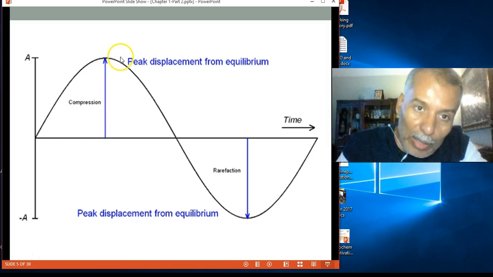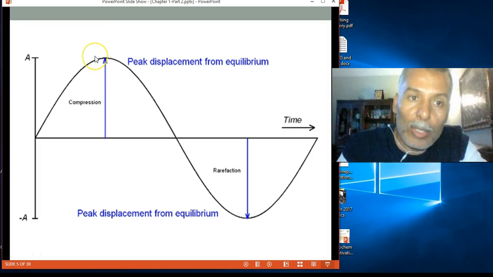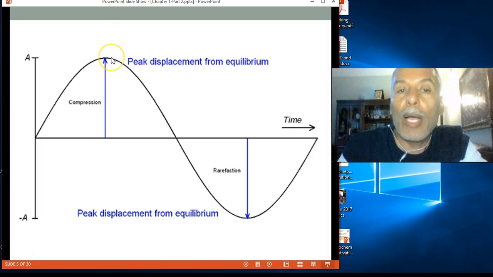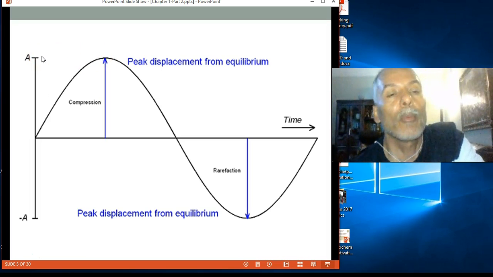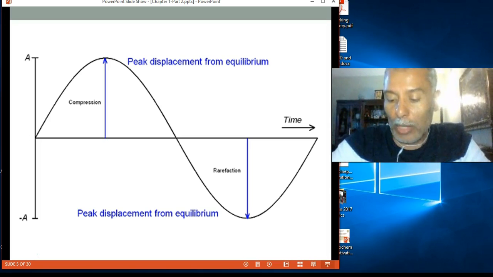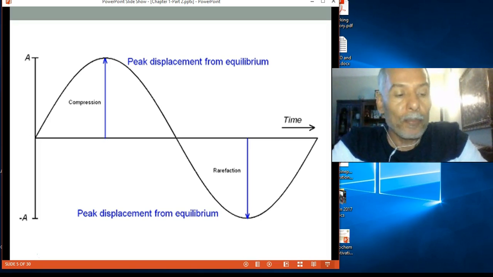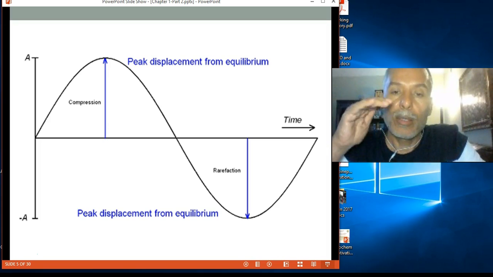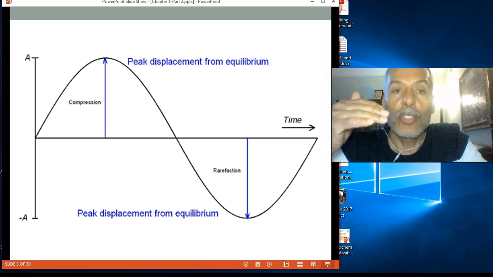the maximum point of displacement, we call it the amplitude, and we measure that maximum point of displacement in decibel units. Just to make you understand, decibel means it's a unit that measures loudness or energy of a wave.